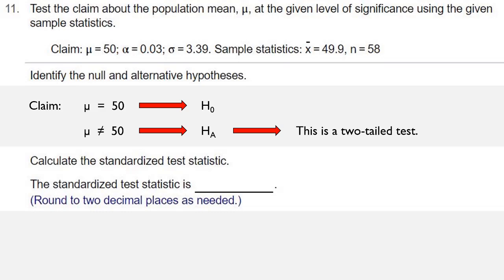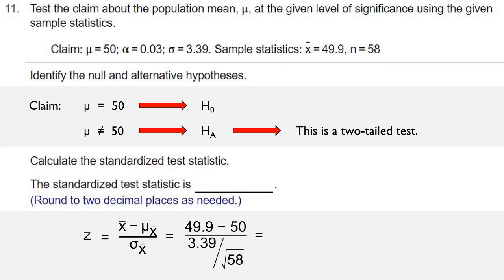So now we're supposed to calculate the standardized test statistic. Well, to do that, we need to find the z-score. Z equals x bar minus mu of x bar over sigma of x bar. The x bar was given to us as 49.9. The mu of x bar, remember, is equal to mu, so we use 50 as that value. And sigma of x bar is sigma divided by the square root of n, so that's 3.39 divided by the square root of 58.